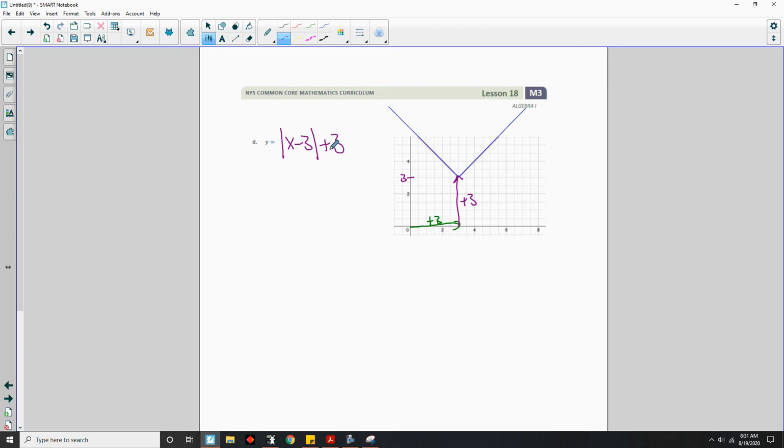And if you're ever confused as to whether you have the right answer, plug in your x value of your vertex and check to see if you get the same y. So our x is 3, and we want 3 as an answer. So if I plug in 3 here, 3 minus 3 is 0. The absolute value of 0 is 0. 0 plus 3 is 3. So y equals 3. And we're at the point 3, 3. You can check that with all of yours that we just did, and you should.